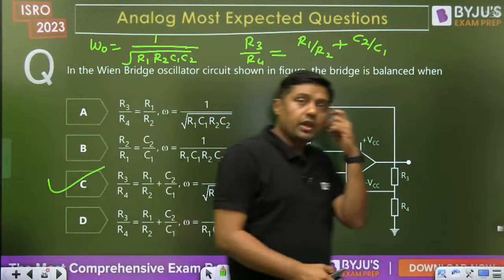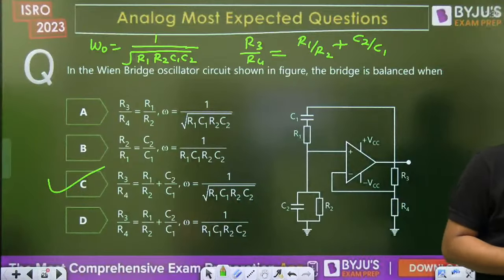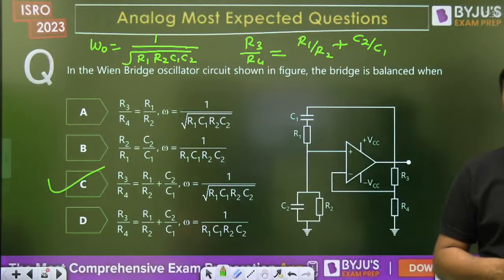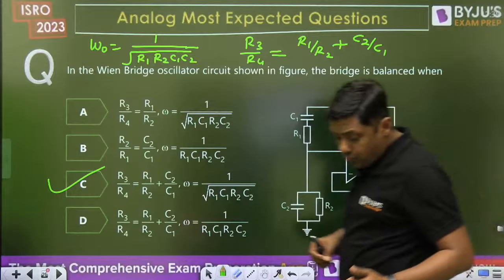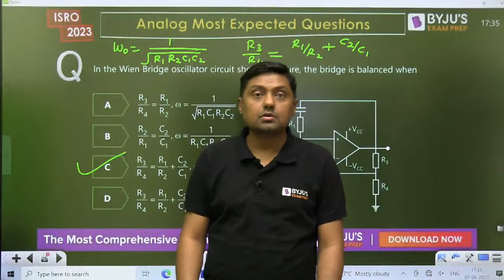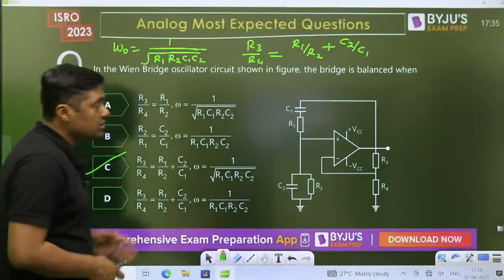So here, in ISRO, we have very limited time. So Rishit and P. Muneshwar, you have given the right answer for that. So in the exam, we have to solve this type of question quickly. So that is the question on the Wien bridge also. This is very, very important.